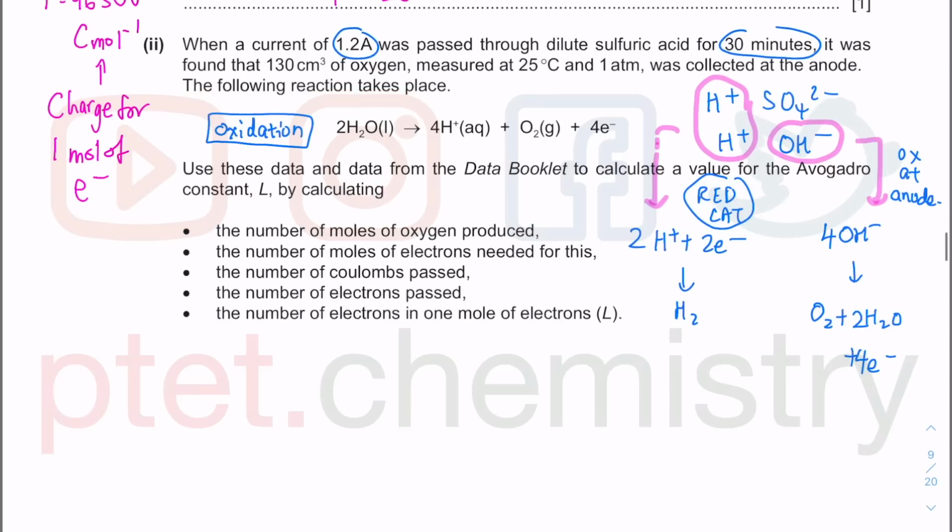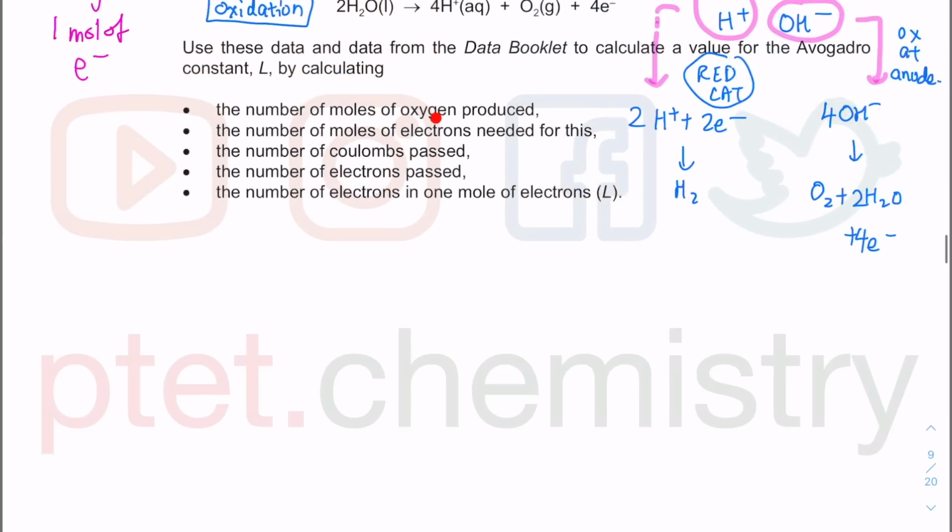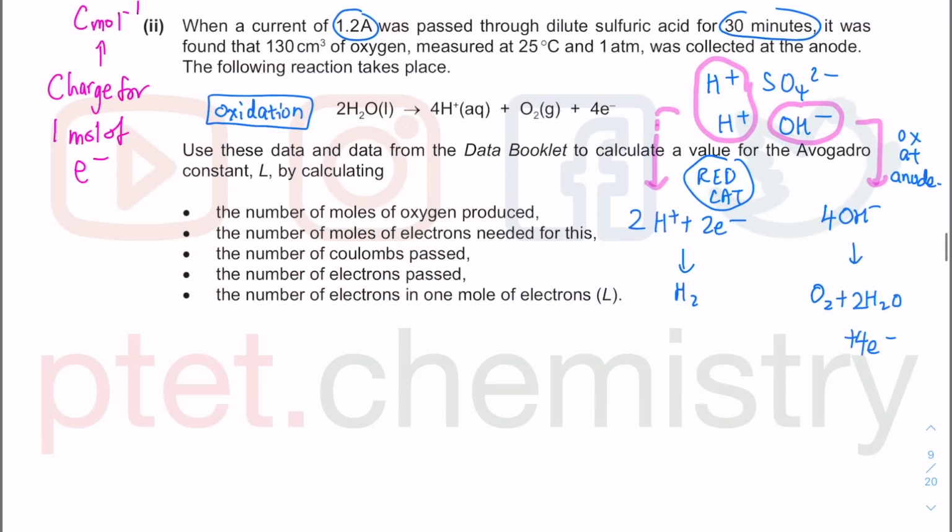But what do they want here? They want you to calculate a value for Avogadro constant. They're trying to guide you. There are 5 things to be calculated there, and there are 4 marks to make up this 15 marks question. So let's try to do them one by one. First of all, calculate the number of moles of oxygen produced. So let me just number these things that they want us to calculate. So number 1, the number of moles of oxygen produced.